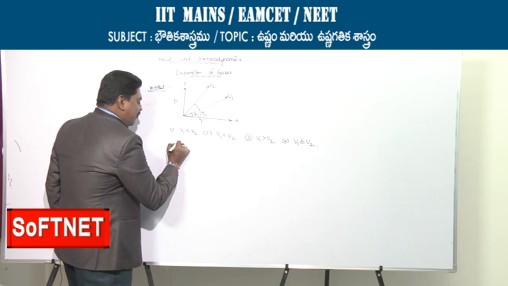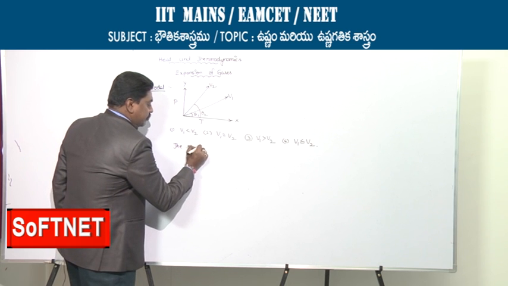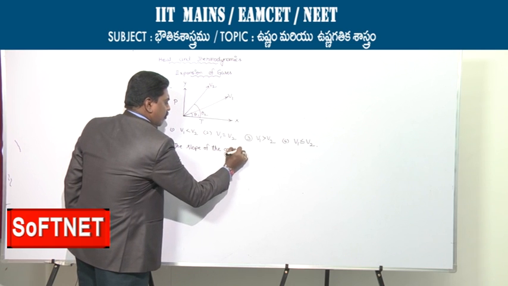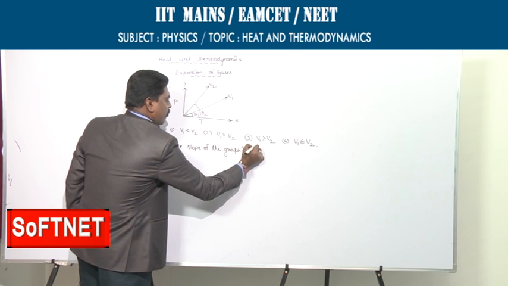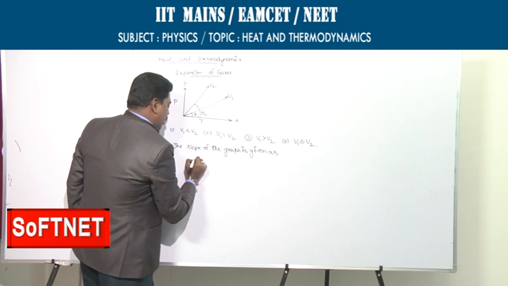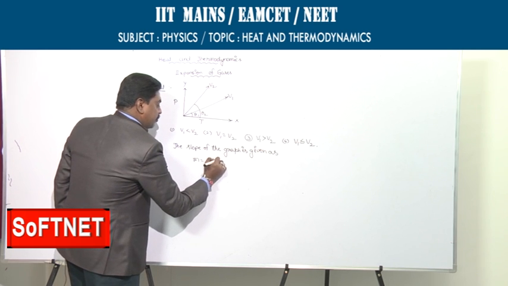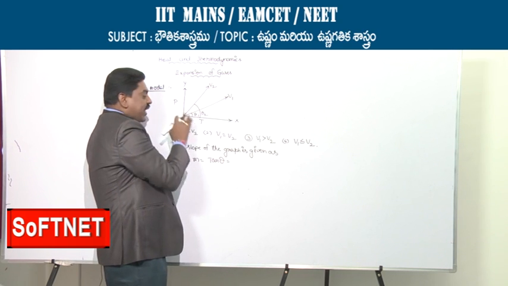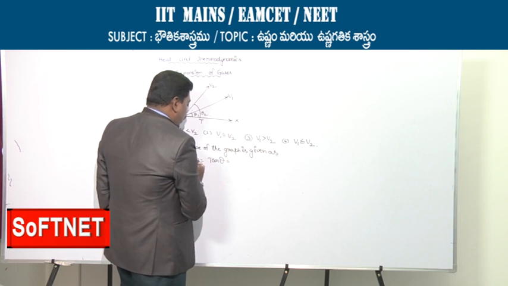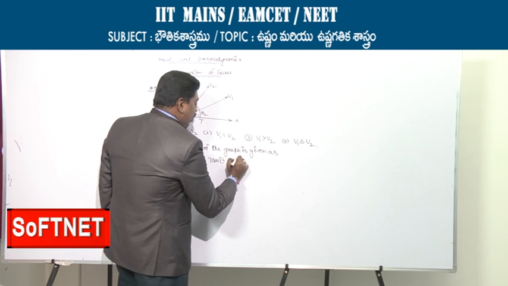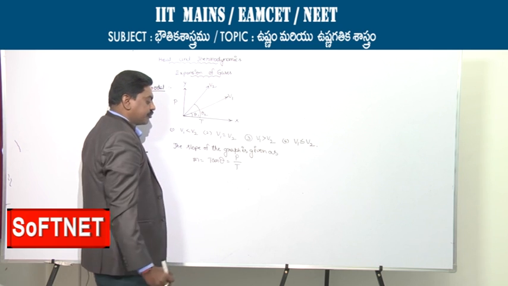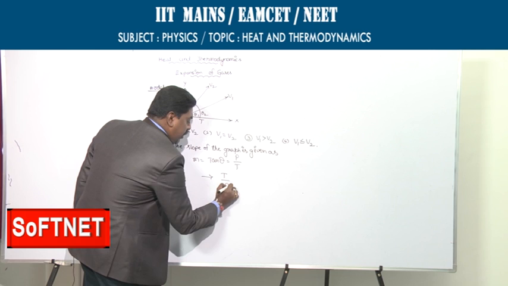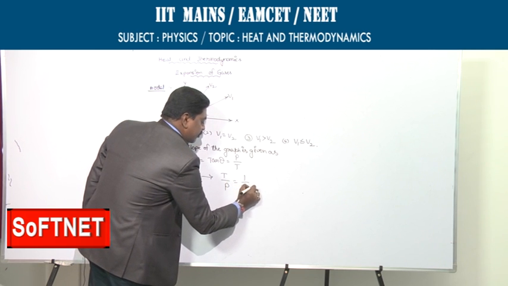The slope of the graph is given as m equals to tan theta, which is equals to value on y-axis by value on x-axis. So, m equal to tan theta equal to P by T, implies T by P equals to 1 by tan theta.